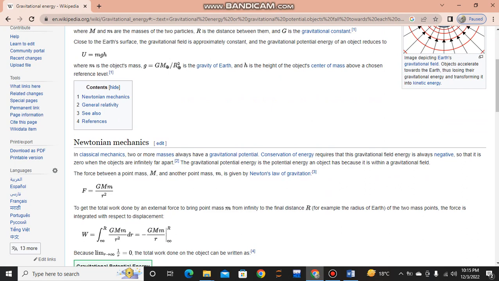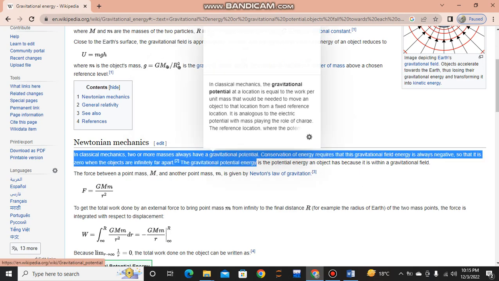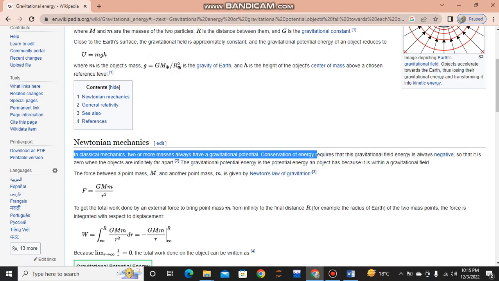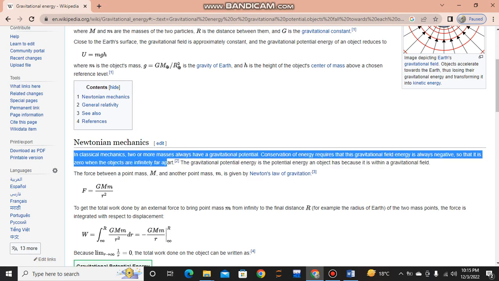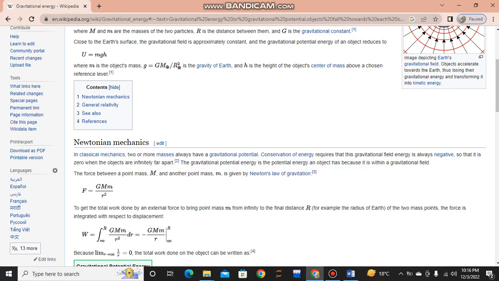Newtonian mechanics. In classical mechanics, two or more masses always have a gravitational potential. Conservation of energy requires that this gravitational field energy is always negative so that it is zero when the objects are infinitely far apart. The gravitational potential energy is the potential energy an object has because it is within a gravitational field. The force between a point mass m and another point mass M is given by Newton's law of gravitation: F is equal to G M m over r square.